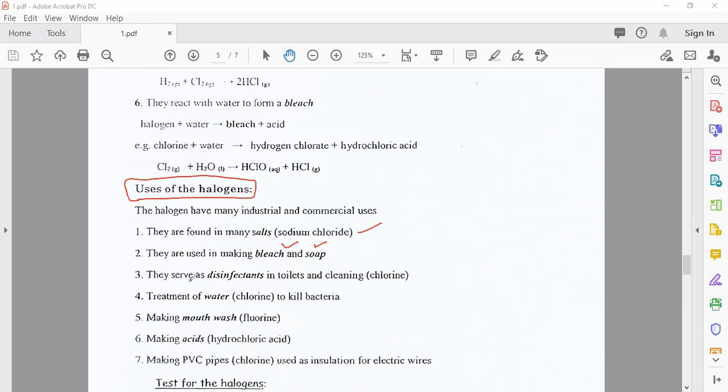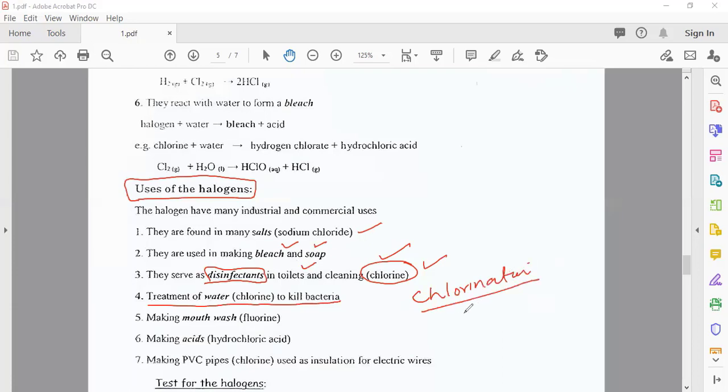Number three, they serve as disinfectants. Disinfectant means you use it to kill bacteria and other germs, to clean toilets, and for other cleaning purposes, especially the halogen chlorine. Chlorine is also used to treat water. In the air and water chapter in chemistry, they describe water treatment, how you can make water more pure and clean. There is one process known as chlorination.